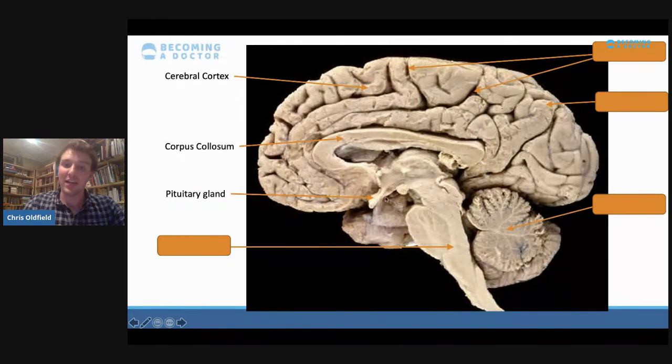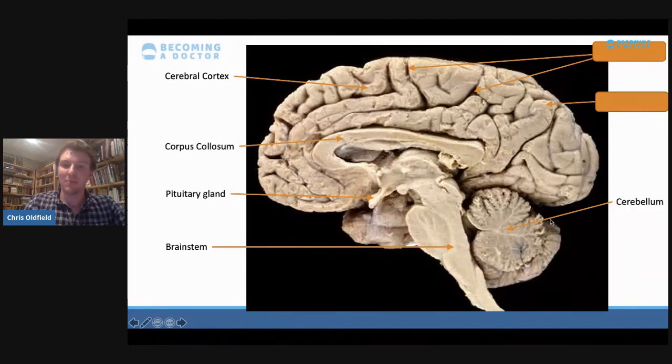Here you have the pituitary gland, which sits anteriorly at the bottom. And that's involved in a lot of endocrine function. So that's a release of particular hormones. It's split into the anterior pituitary and the posterior pituitary. Here you have the brainstem, which is all of this bit here. The brainstem is split into three parts, which is the midbrain, the pons, and the medulla. And you may have heard of these terms as well before.